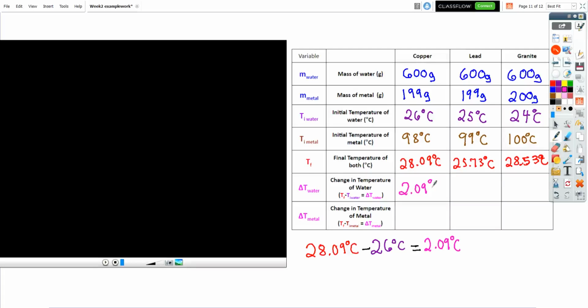And then I put that right here, 2.09 degrees Celsius. And then I want to find the change in temperature of my metal. So I take the final temperature of my metal, my copper, 28.09 degrees Celsius. And I'm going to subtract my initial temperature of my metal, my copper metal, which was 98 degrees Celsius.